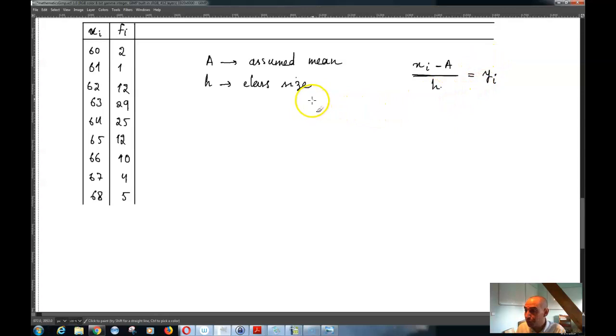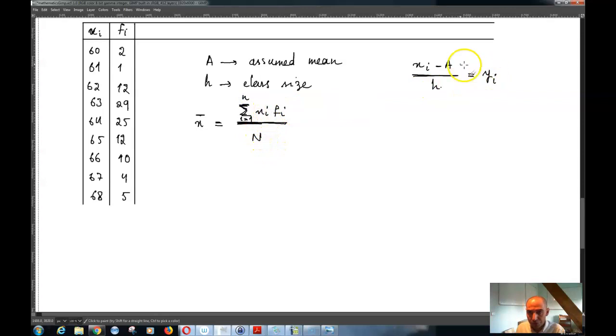And also from before we know that x bar is nothing but sigma x of i times f of i over sigma f of i, which you can call n, of course. That is basically the sum of the frequencies of the data. And over here, i goes from 1 to n, right?